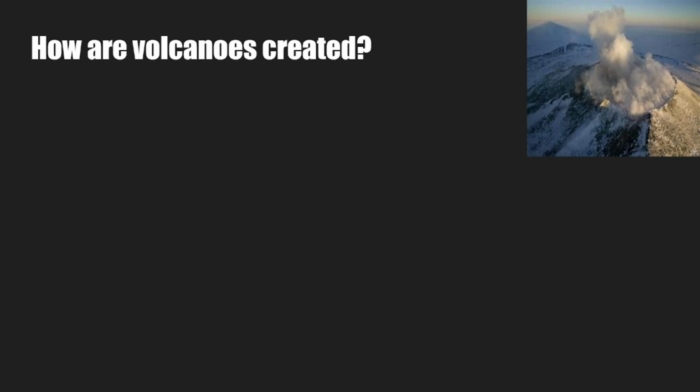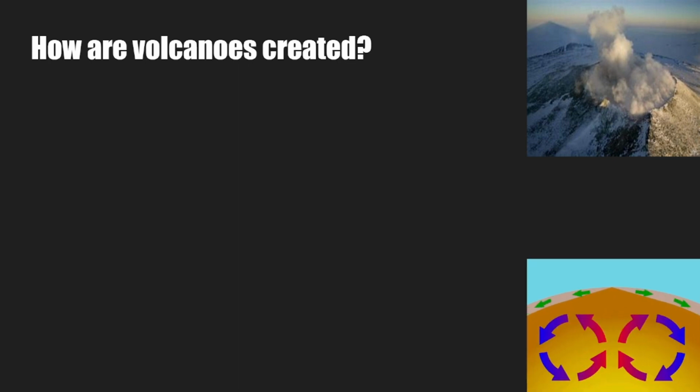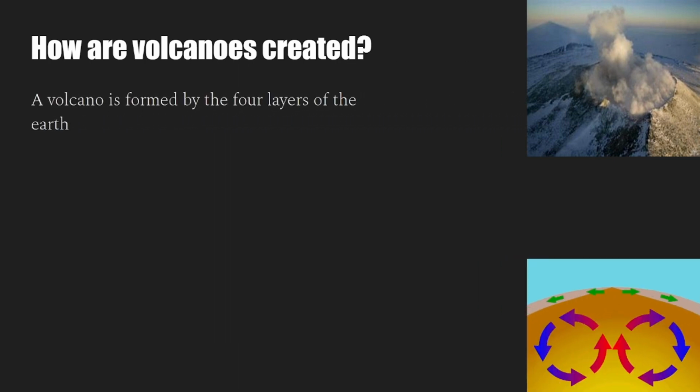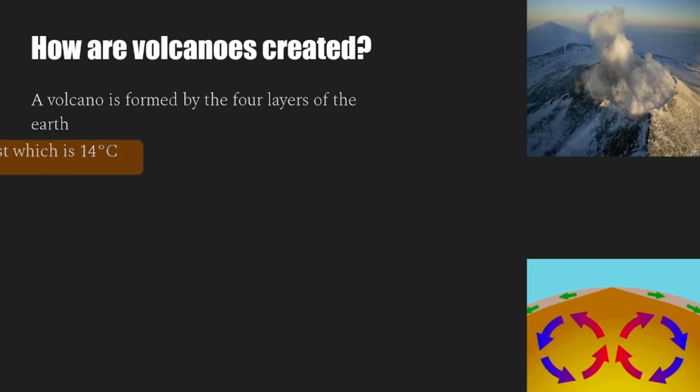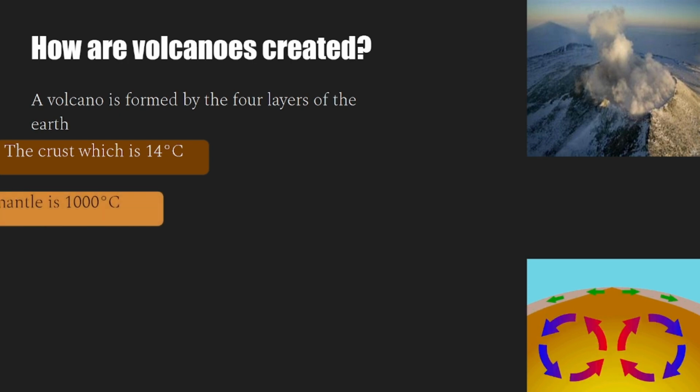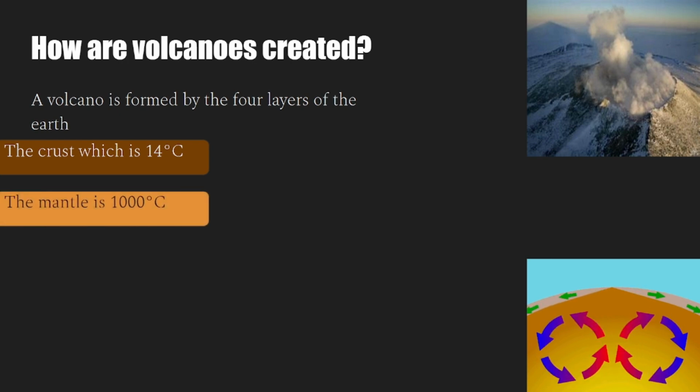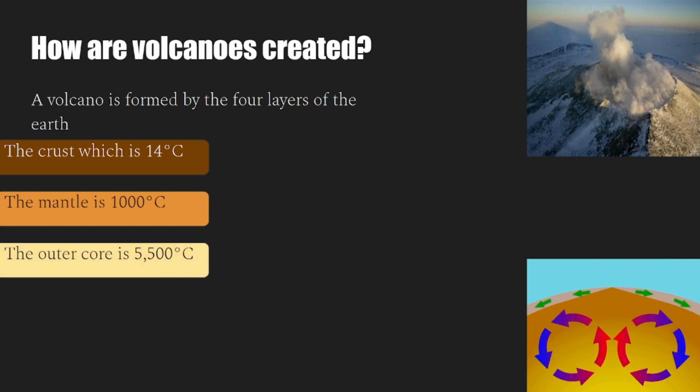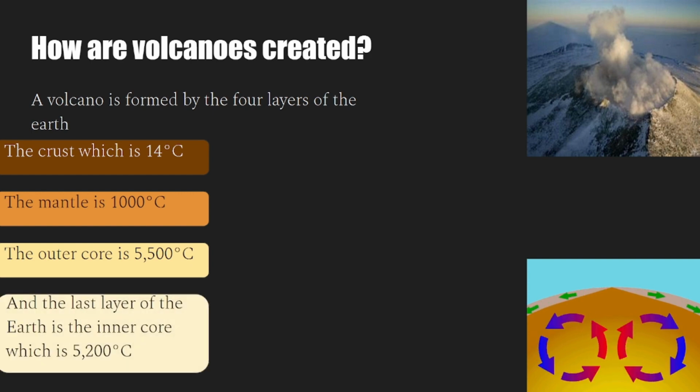How are volcanoes created? A volcano is formed by the four layers of the earth. The crust, which is about 14 degrees Celsius, the mantle, which is about 1000 degrees Celsius, the outer core, which is around 55,000 degrees Celsius, and the last layer in the earth is the inner core, which is 5,200 degrees Celsius.